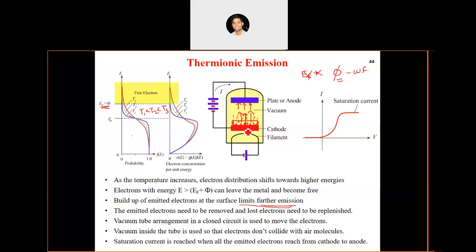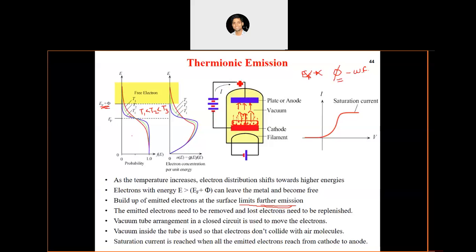And also, because electrons are moving out of this material, there will be a depletion of electrons in the cathode, right? This depletion of electrons will reduce the concentration of electrons, right? So this process cannot continue unless we replenish these electrons. The electrons which are emitted from the cathode should also be replenished in the material. So for that, this closed circuit also works, right?